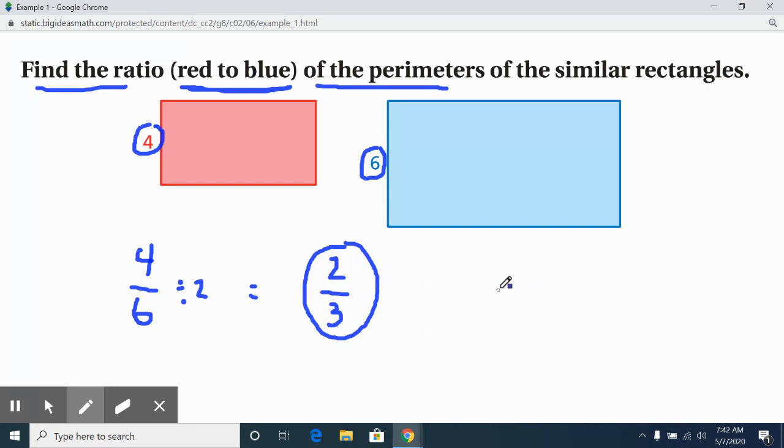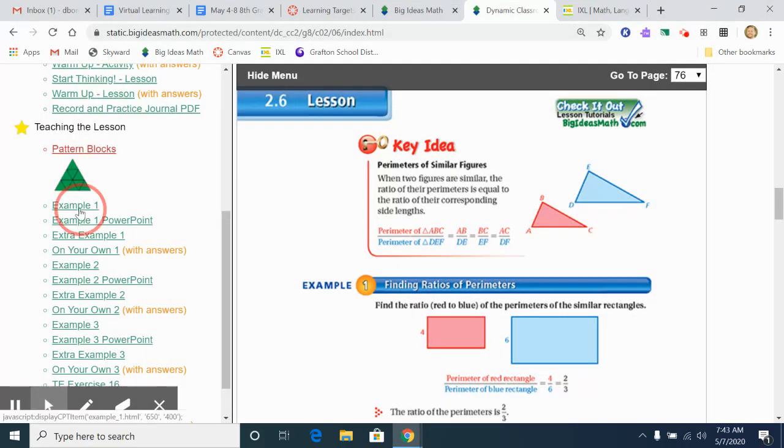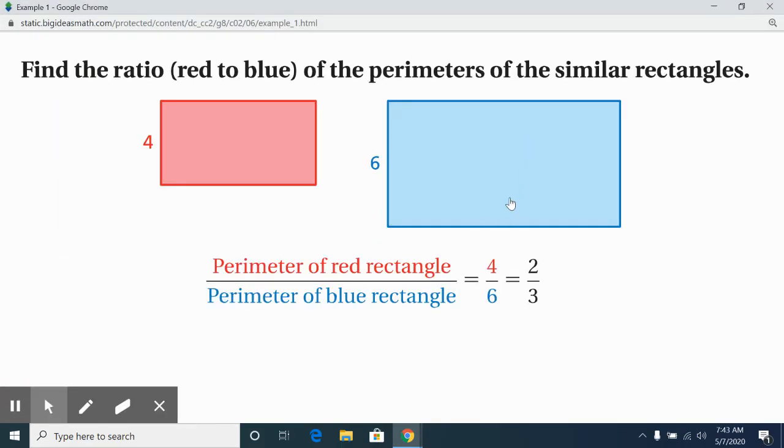Now here's another way we could write a ratio. We could write it as 2 colon 3. This is another way we could write a ratio, and I believe that IXL is actually going to have you write it like this when you work on that tomorrow. Take a look at that one more time and just see what the book does.